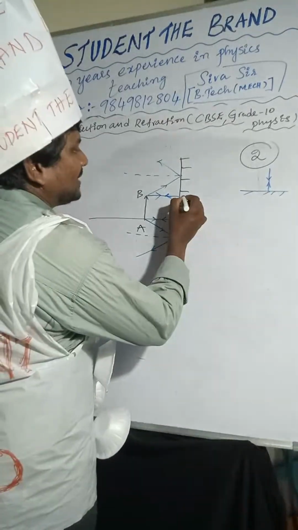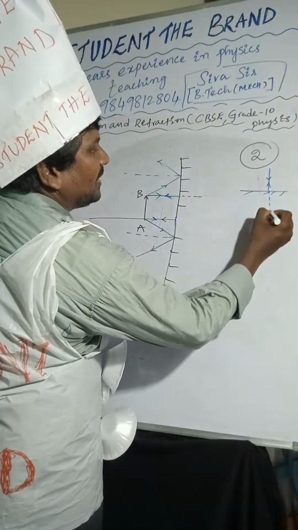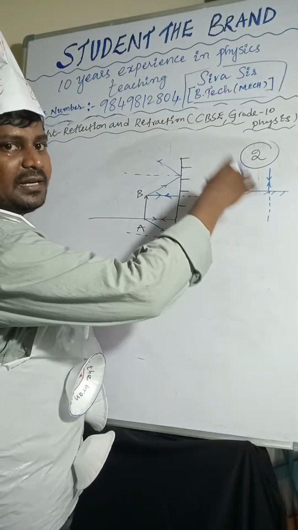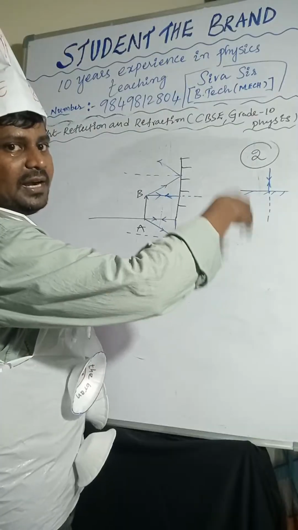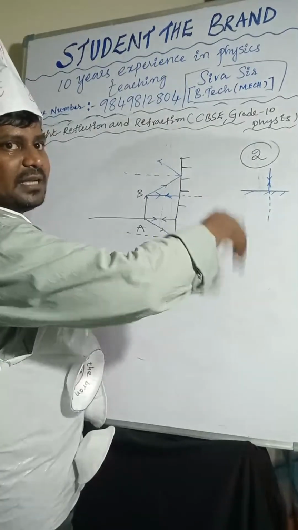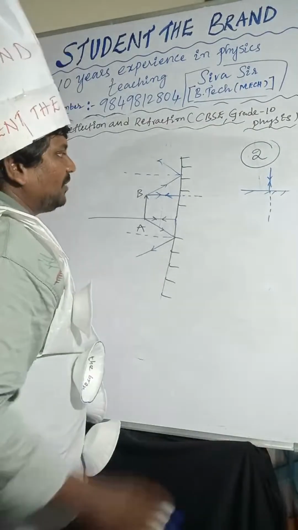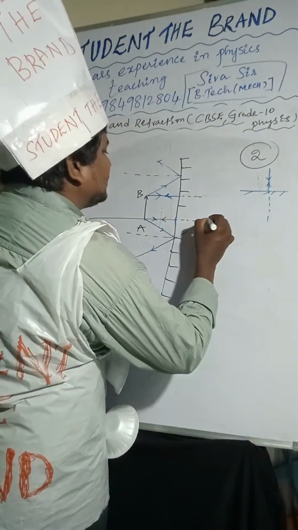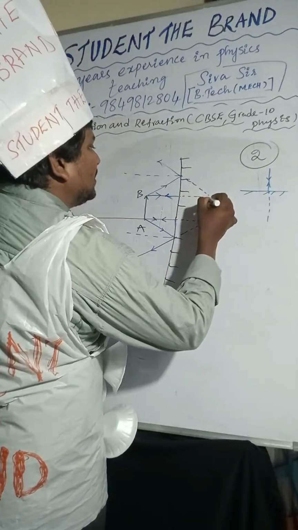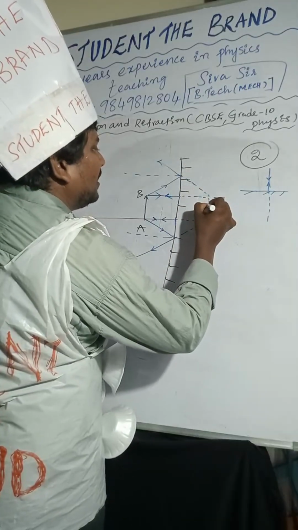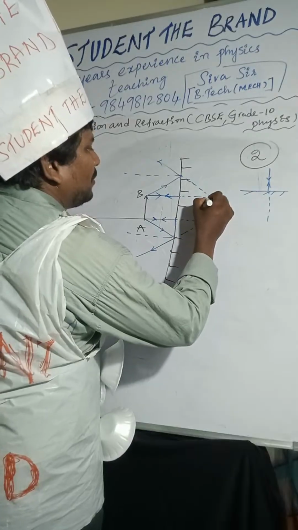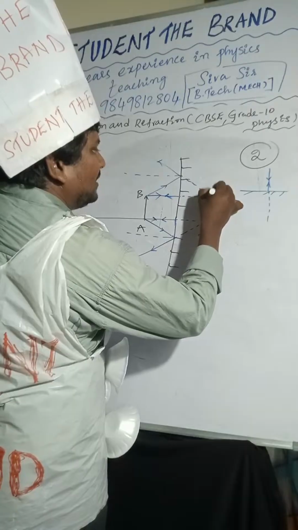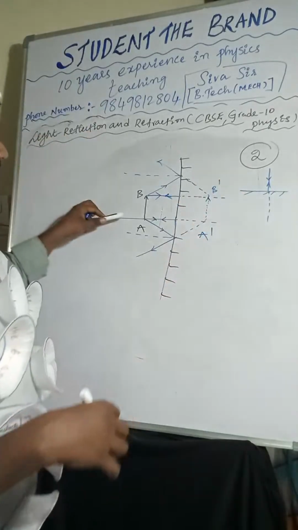So I'm extending this light ray. If we extend, we can extend the reflected light ray, right? Yes or no? So we are extending the reflected light ray, and we are extending this one also. Here, if you take it here, the image will form here. What type of image will form? Virtual image. So this is the object.